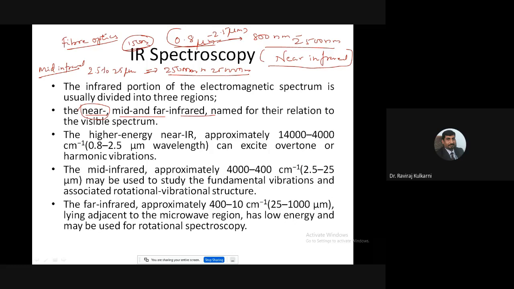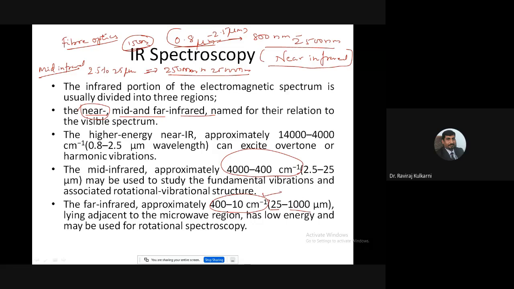Far infrared is 25 micron to 1000 micrometer. We usually express it in terms of inverse centimeter, per centimeter. It's called wave number. So for stars and other analysis, they use far infrared.